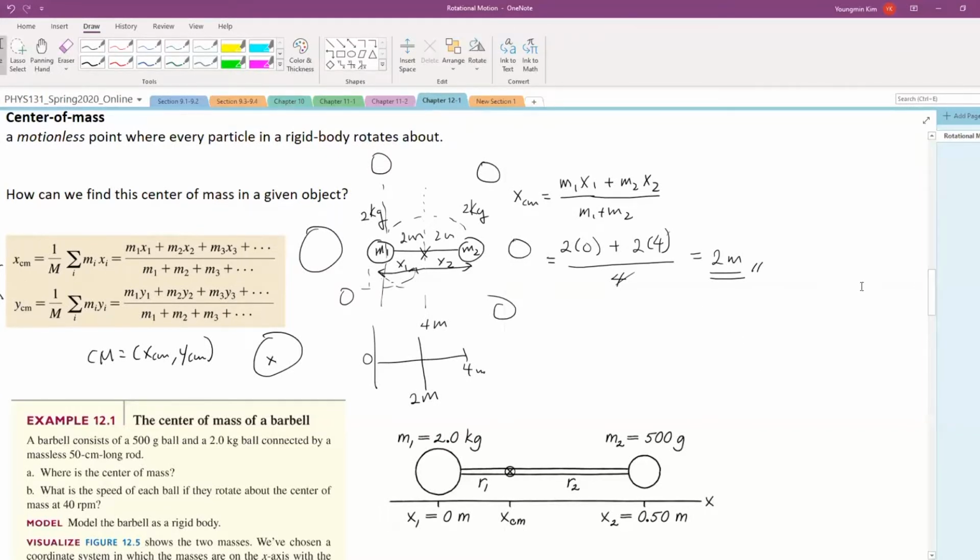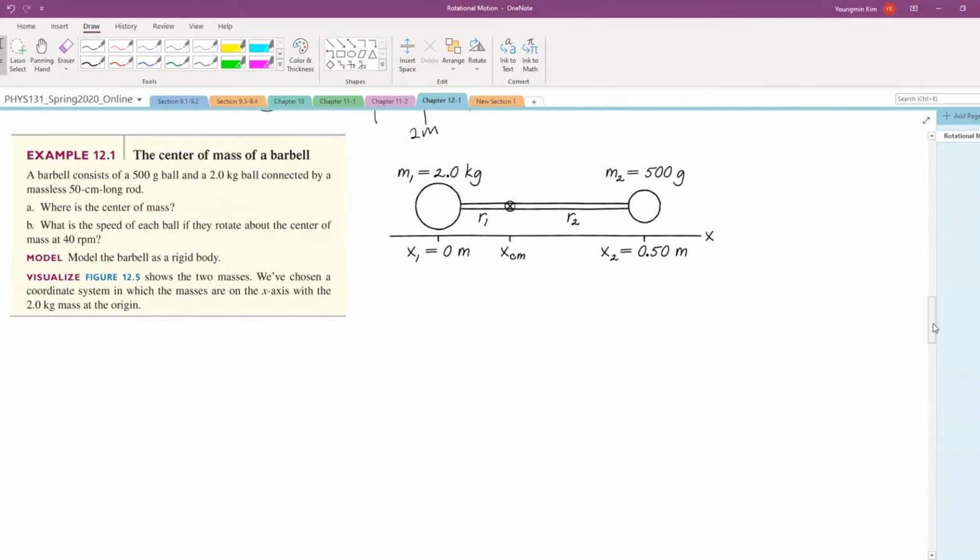Let's solidify that concept with example 12.1. In this example, the center of mass of a barbell. A barbell consists of a 500-gram ball and a 2-kilogram ball connected by a massless 50-centimeter long rod. And we're asked to find the center of mass in this situation. So take a look at this representation here.